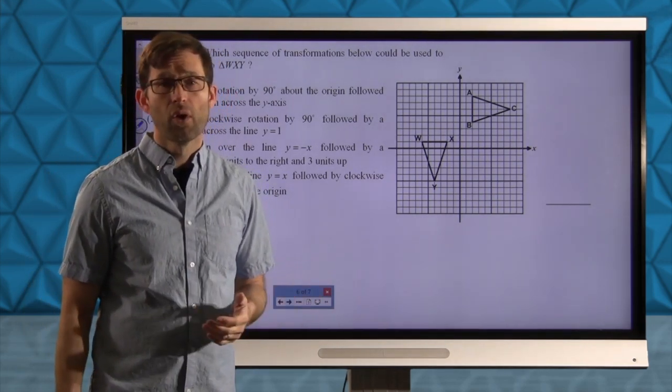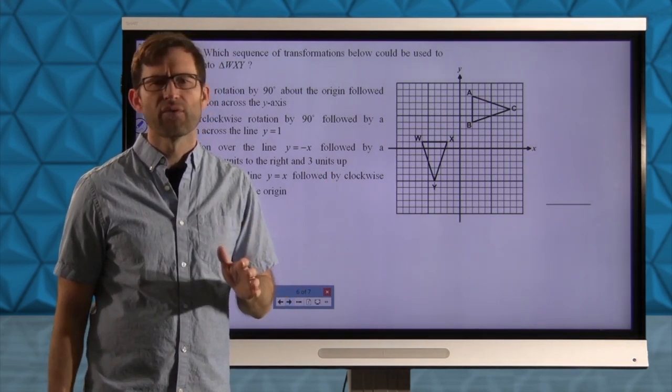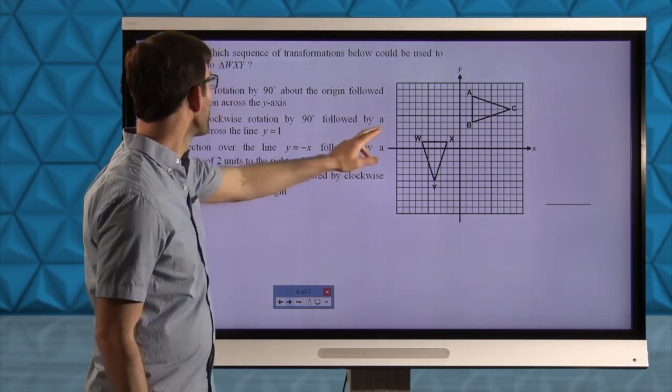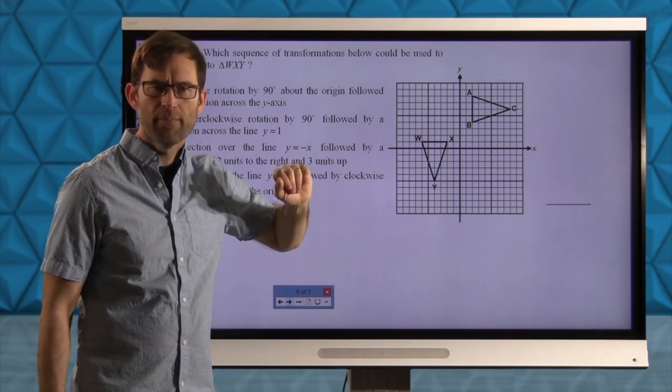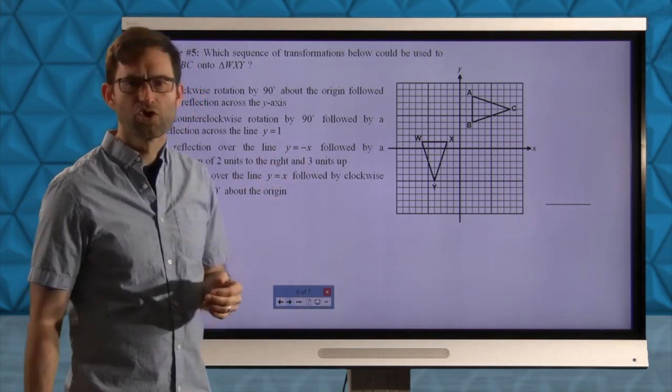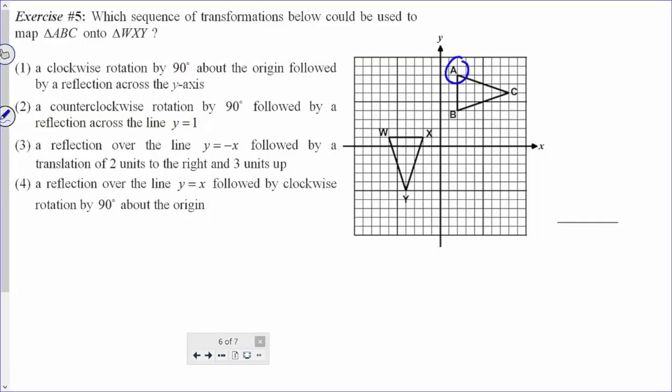And really, you kind of have to go through each one of the choices and see what happens. The question is, do I really have to go through each one of the choices with all 3 points on triangle ABC? And there the answer is no, okay? And let me show you why. Let's take a look at the first choice with point A, okay? So point A has coordinates 2, 8, all right? Let's see where that thing goes after we do a clockwise rotation by 90 degrees, followed by a reflection across the y-axis, all right?